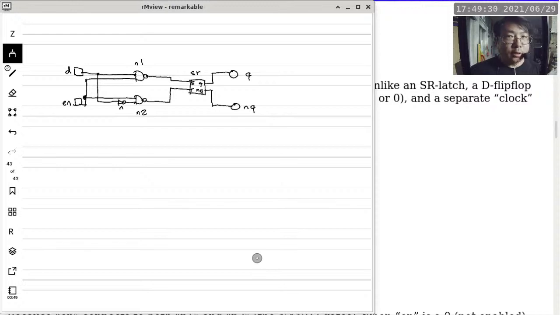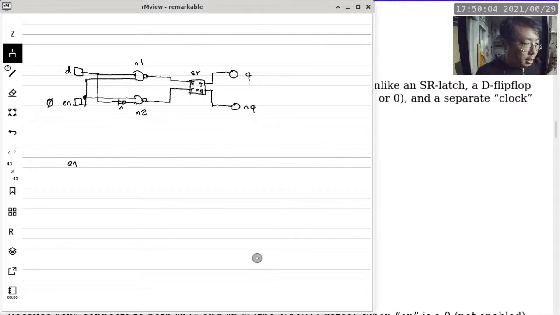Okay, so the first analysis is, what if EN is a 0? Now we want to analyze the circuit. And EN in this case is connected to both N1 and N2 directly. So the way we analyze the circuit, I think this is probably a better way to explain it. We can look at this as a tree. EN is the root of the tree, or the beginning point. This is the starting point of all the changes.